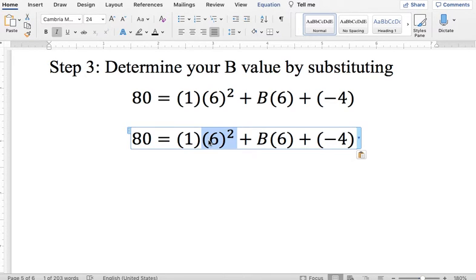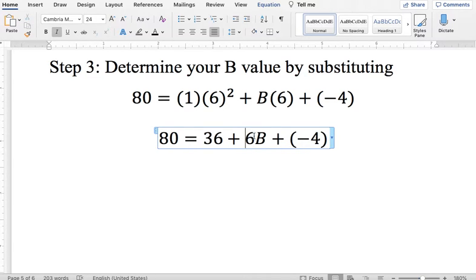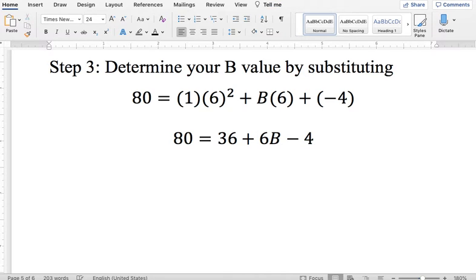So 6 squared times 1. Or this is 1 times 6 squared. So 1 times 6 times 6. 6 times 6 is 36. 36 times 1 is still 36. B times 6 is generally written like this, 6b, or 6 times b. And plus negative 4 in parentheses is just the same as plus negative 4 not in parentheses. And this whole plus a negative, I can just write as a subtraction. Okay, so simplified it a little bit. Let's keep on.